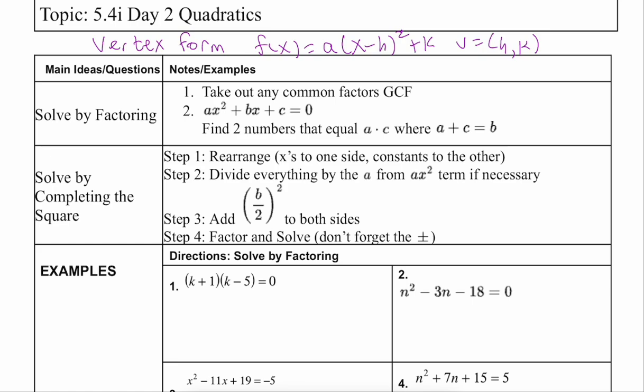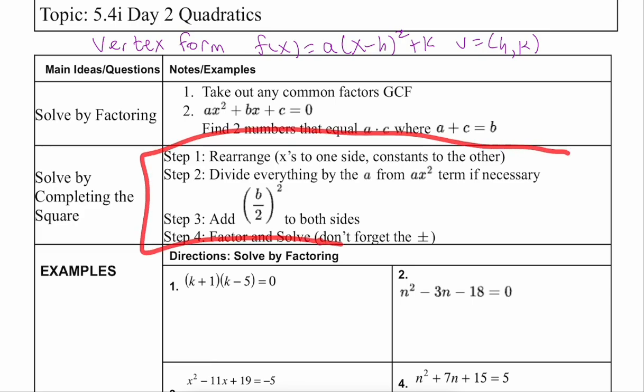So to solve by factoring, you do want to make sure it's equal to 0 and take out any common factors. Once you have it in that form, remember the rules of factoring. You need two numbers that equal a times c, where those two numbers add up to b.